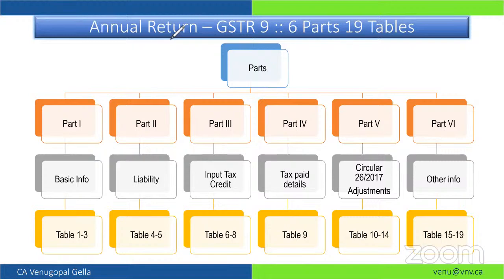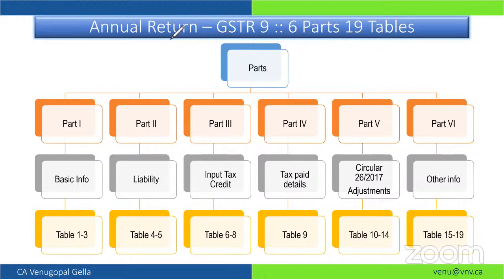So in GSTR1 of the subsequent month, I'll report it in my table 9 if I have to correct something. If I have not even reported anything, I'll report it in table 4. Likewise, when it comes to 3B, if I have not paid the taxes, I will pay it with interest next month. If I have excess paid the taxes, next month I will adjust it and reduce the tax liability. If I have availed the ITC extra, I will reverse it in the next month.